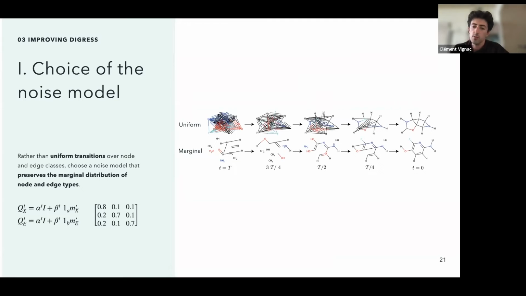So if you start from this, you keep something that is sparse in the process, and we believe that it helps the denoising network. And experimentally, you'll see that it does work better.